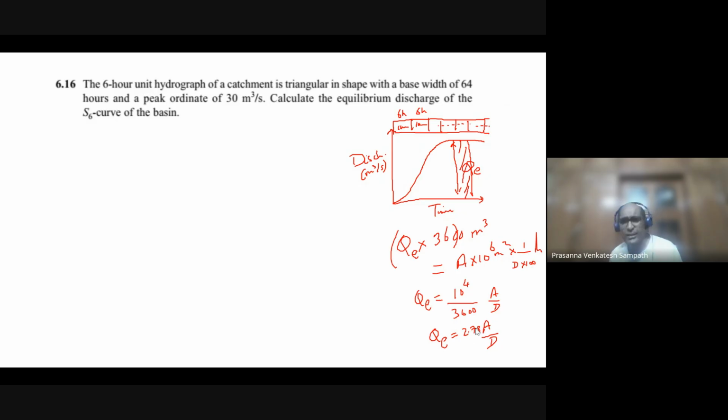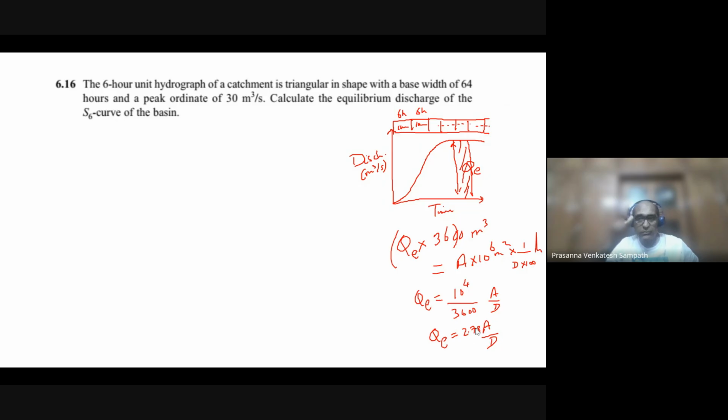The area of the catchment you will find by finding the area of the triangle, which is the unit hydrograph. You will use the same approach. You will equate the area of the triangle, which is half into base into height, of course after converting hours to seconds, you will get meter cube. That must be equal to the area of the catchment into how many centimeters of excess rainfall? The area of the triangle gives me the volume of runoff. Now the volume of runoff must be equal to the area of the catchment into the centimeters of excess rainfall. How many centimeters of excess rainfall produce the unit hydrograph?